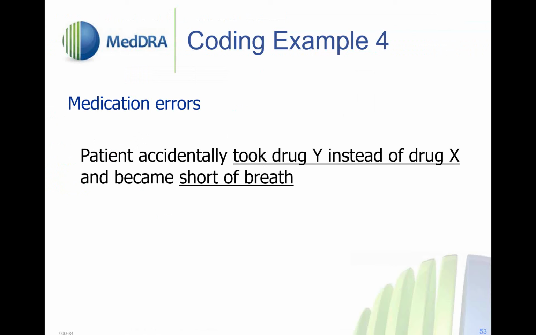Okay, what about this one? The patient accidentally took drug Y instead of drug X and became short of breath. So the reporter is telling us 2 things. One is that some kind of accidental ingestion of a drug happened because he or she took drug Y instead of drug X, and they developed a sequela to this accidental taking of the drug, which is the shortness of breath. So for this particular example, you do need to assign more than one LLT, because you have shortness of breath as a medical sequela, and you also have an error that occurred with the ingestion of the wrong drug.